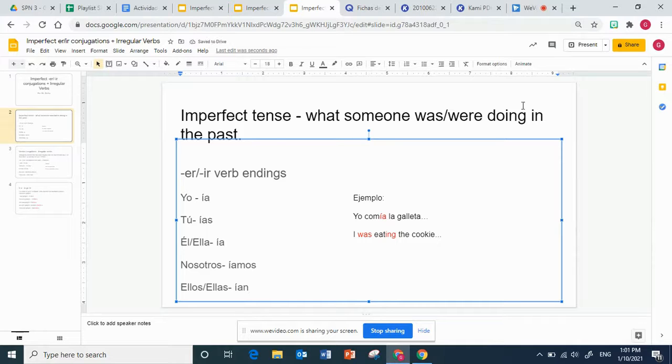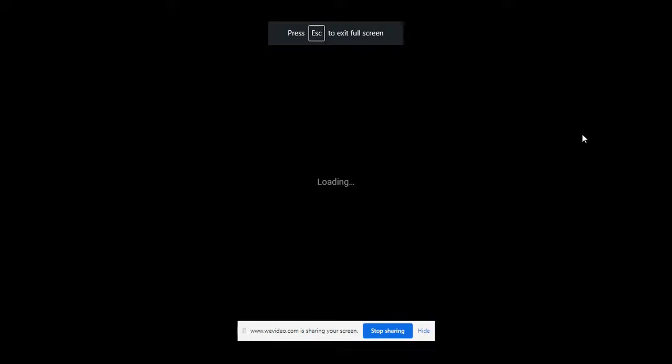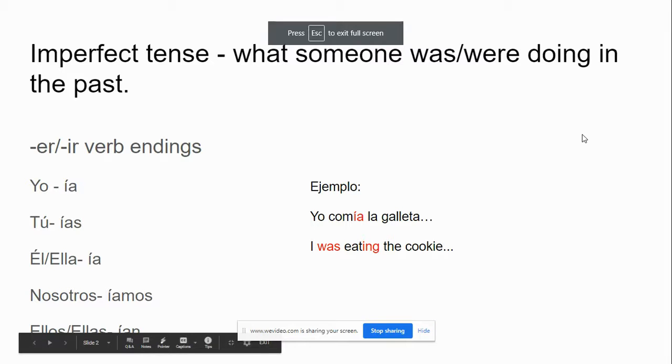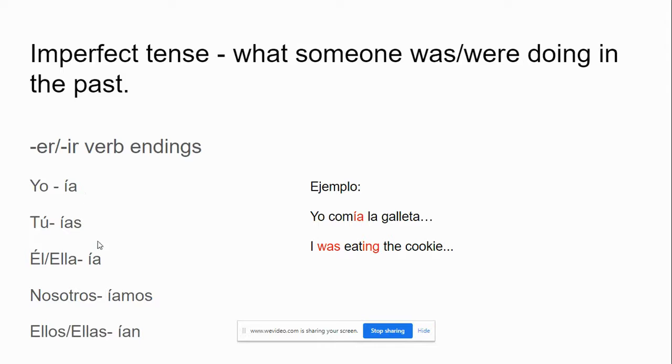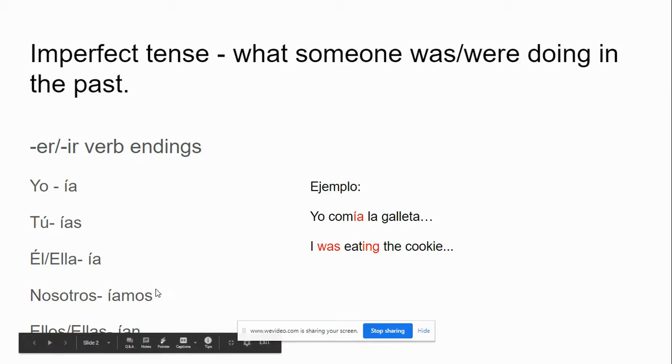The good news is, just like with AR verbs, if you know one, you know them all. I like to say the abas and the ías, you know one, you know them all, because if you know that yo is ía, tú would then be ías with an s. Él, ella, ía, nosotros íamos, just like every other verb tense that we've learned, nosotros ends in mos, and ían, the ellos, ellas forms always end in n.